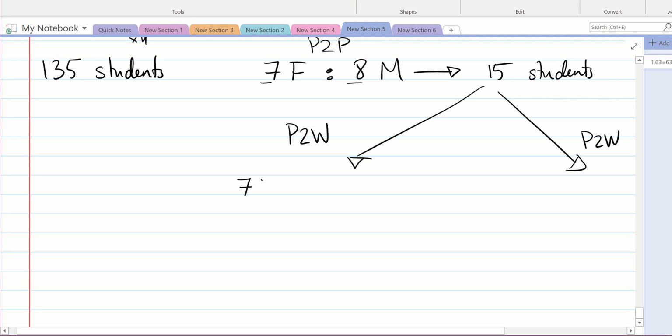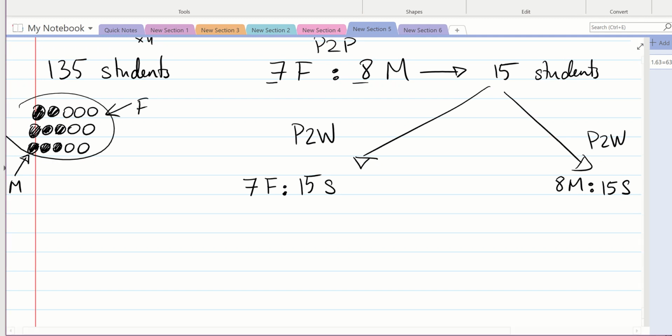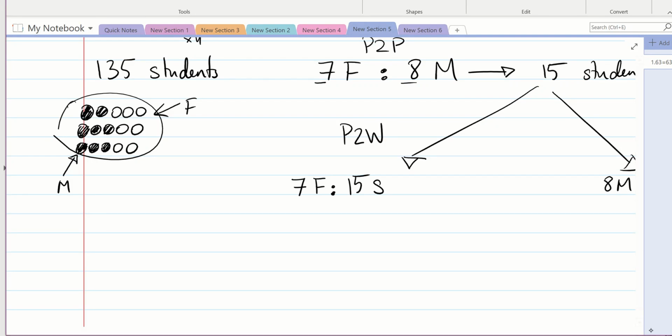First one, we look at females. We have 7 females for every 8 students, right? That's what that's going to be. And we have not 8, excuse me, for every 15 students. And we have 8 males per 15 students, right? In this group of 15 students, right? Think of it like this: 1, 2, 3, 4, 5, 1, 2, 3, 4, 5, 1, 2, 3, 4, 5, right? Let's say these are your colored circles. So those are your males, and the white circles are your females. In one group, that's your ratio, one group of 15, right?